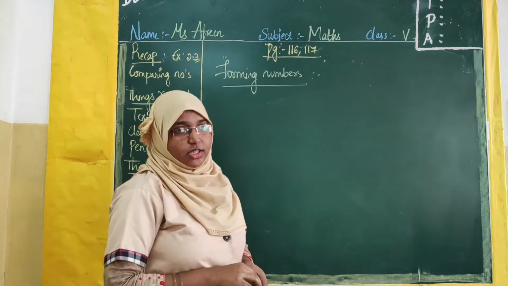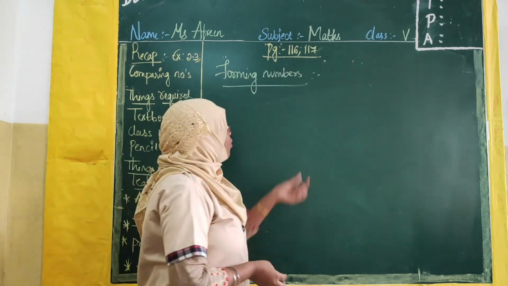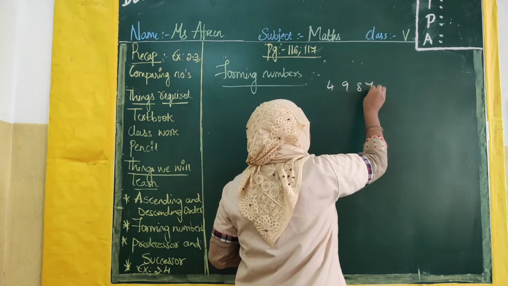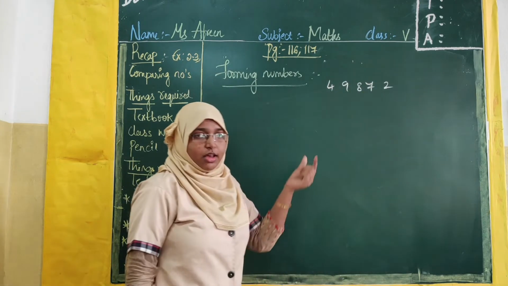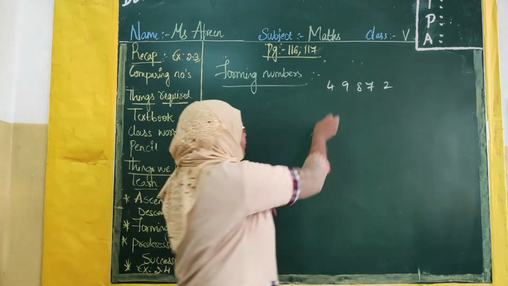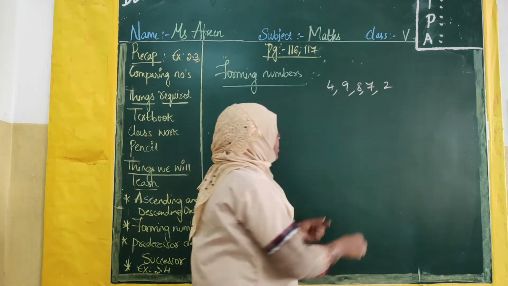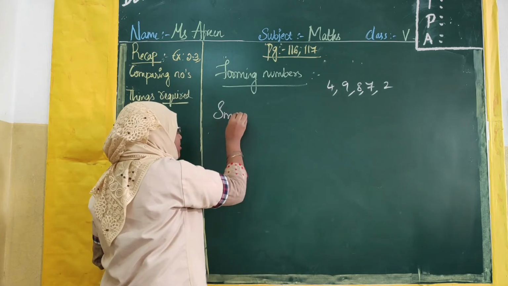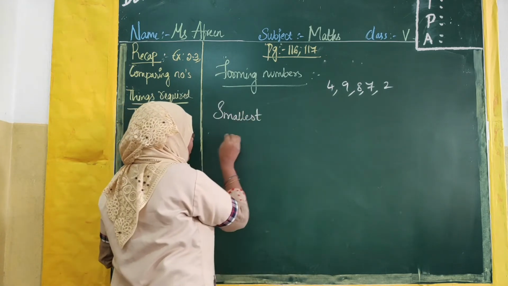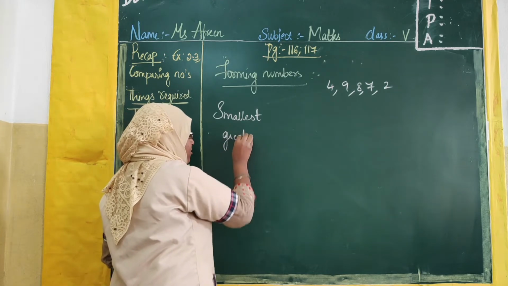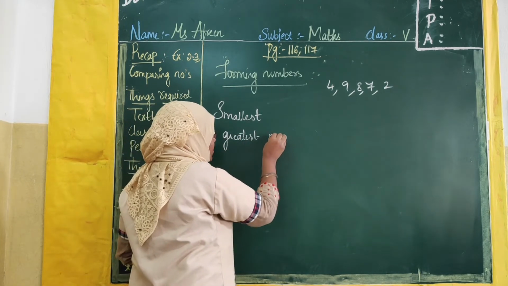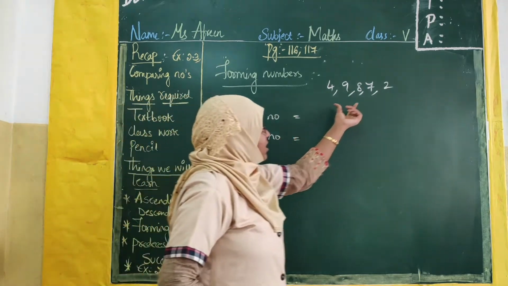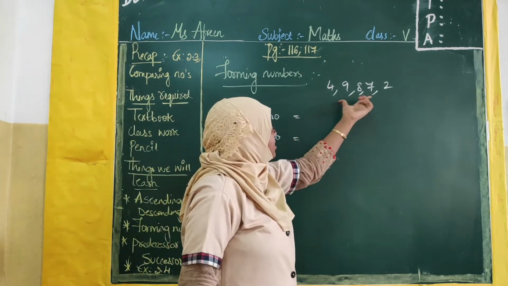What is forming numbers? In forming numbers, they will give only single digits, like 4, 9, 8, 7, 2. Here they have given 5 digits. Now we have to frame a number. These are the single digits. We have to frame the smallest and the greatest number by using only these 5 digits.